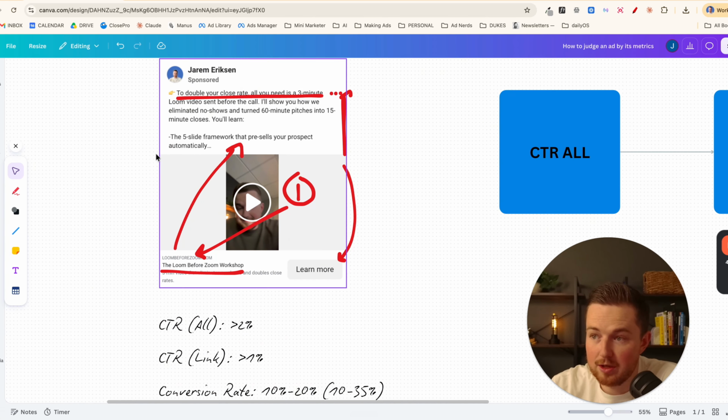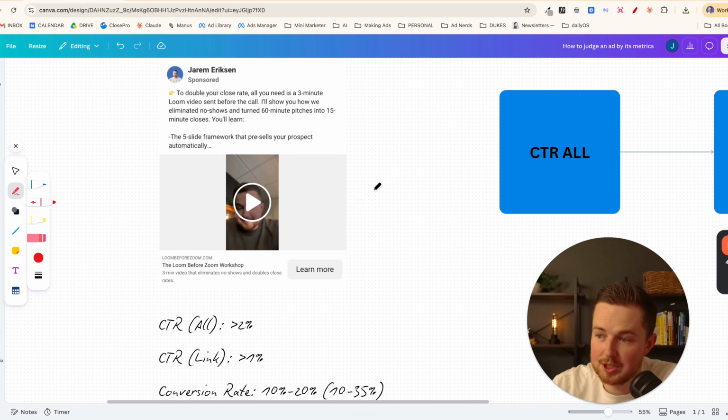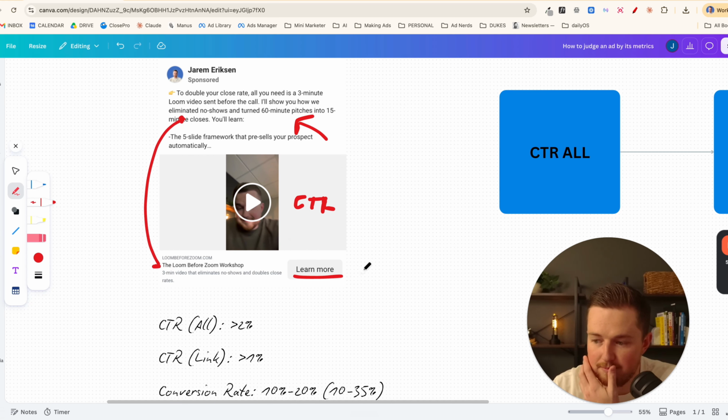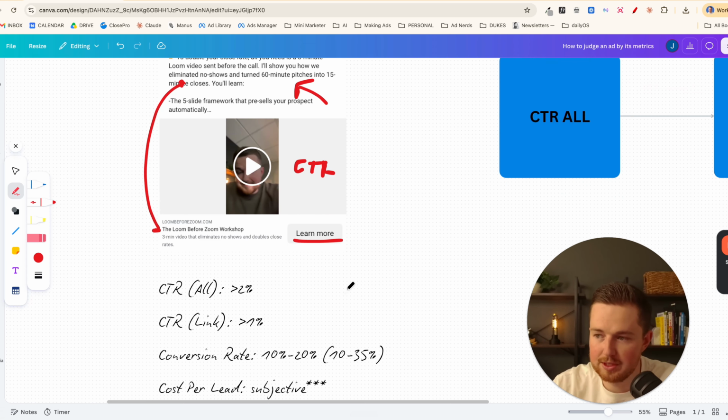So we've got our click-through rate all, which is this. This is our click-through rate link, and it's a little bit of a combination of both, where it's the offer and how the offer is perceived and how much interest there is in that before they actually click the button. And then conversion rate, again landing page or lead form, and then cost per lead is subjective.